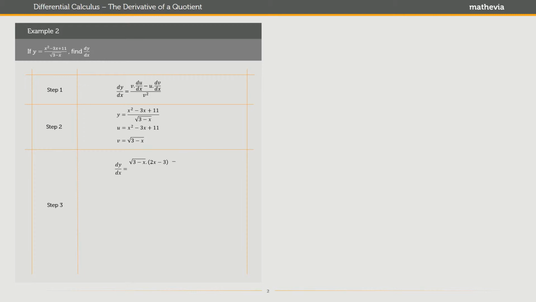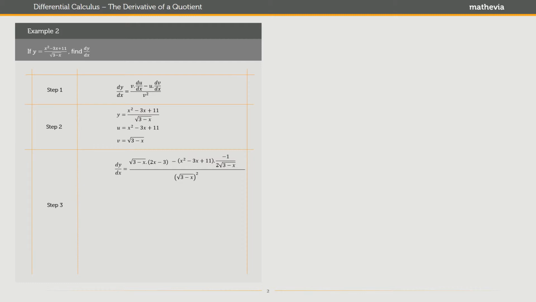And then minus, very important that you remember that it's a minus, not a plus. So we have minus, and now we're going to keep u constant, so x squared minus 3x plus 11, and we're going to differentiate v. So we have x squared minus 3x plus 11 multiplied by the derivative of v, which is 3 minus x to the power of 1 over 2. You differentiate that using the derivative of a function of a function, and you would have minus 1 divided by 2 root 3 minus x. And then you're going to have all of this all over root 3 minus x all squared.